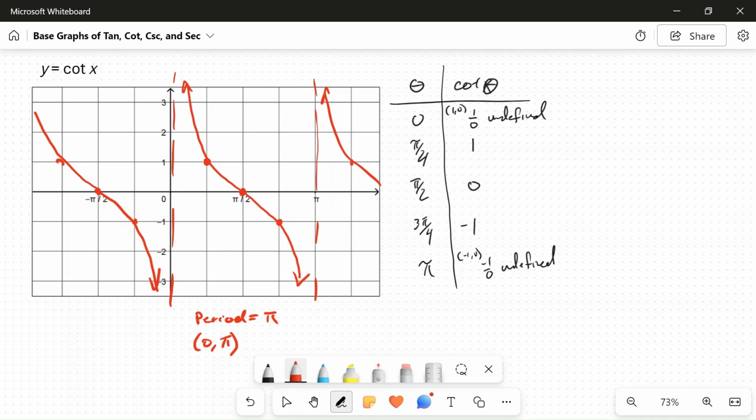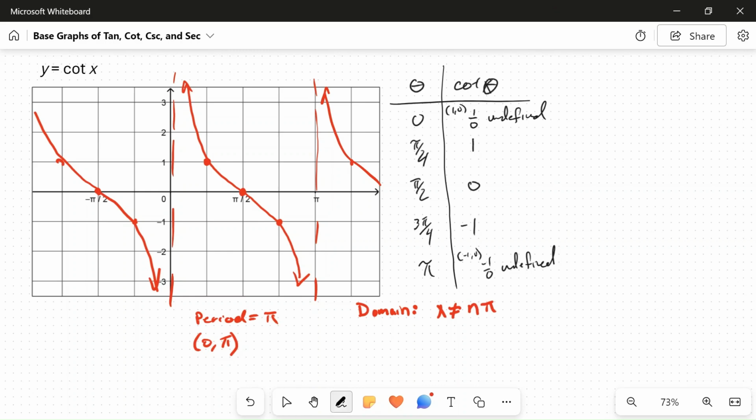I forgot to talk about this with tangent, but for the domain and range. So the domain, trying to describe this is going to be a little harder here. The domain is everything. We can use any x value except for 0, 1 pi, 2 pi, 3 pi, 4 pi, and negative 1 pi, negative 2 pi, and so forth. So for the domain, we could say x is all real numbers except x cannot equal n pi. So n is any integer. So it can't be a multiple of pi.